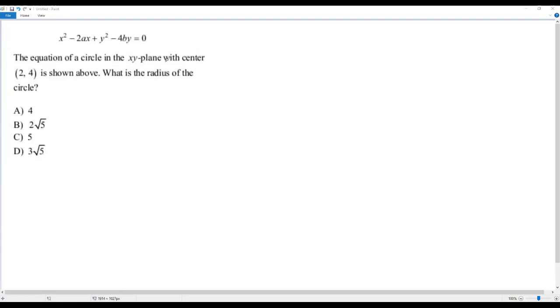Here we have a SAT math problem. Okay, let's go to the question. x² − 2ax + y² − 4by = 0. The equation of a circle in the xy-plane with center (2, 4) is shown above. What is the radius of the circle?